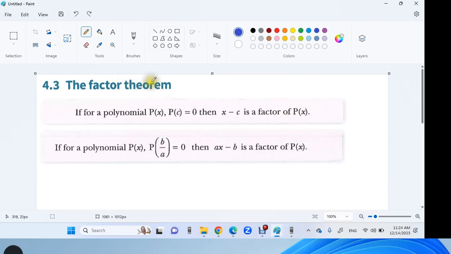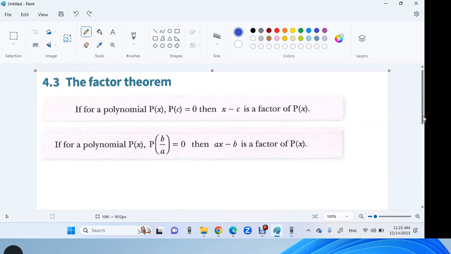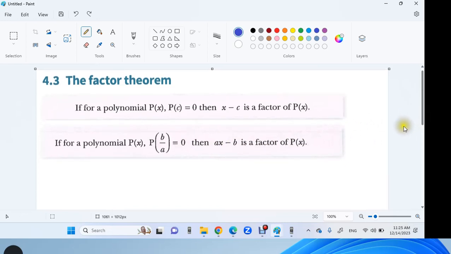So we look at the factor theorem. If for a polynomial p(x), p(c) equals 0, then x minus c is a factor of p(x). If for a polynomial p(x), p(b/a) equals 0, then ax minus b is a factor of p(x). So we don't go to very complicated things. I'll just show you a very simple example here.